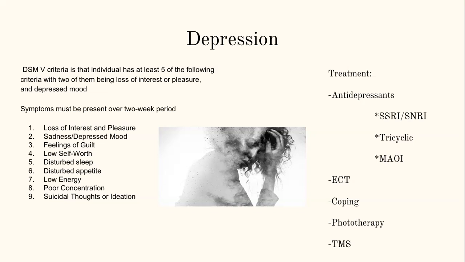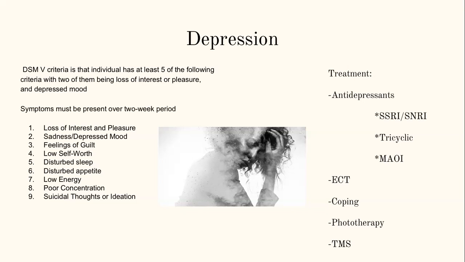So, when we treat depression, the medications that we can provide them are antidepressants. And antidepressants work on the neurotransmitters that cause depression. So, that's going to be your serotonin, your dopamine, and your norepinephrine. Serotonin is the main neurotransmitter involved in depression. So that's going to be the main focus of the antidepressants.